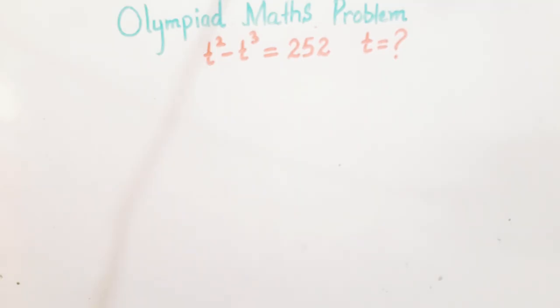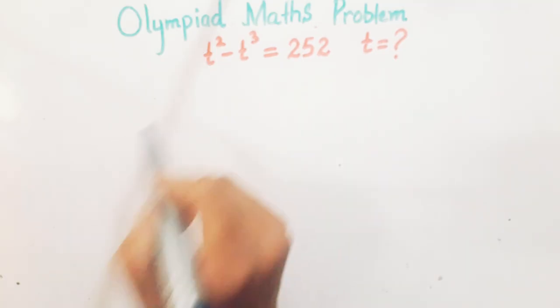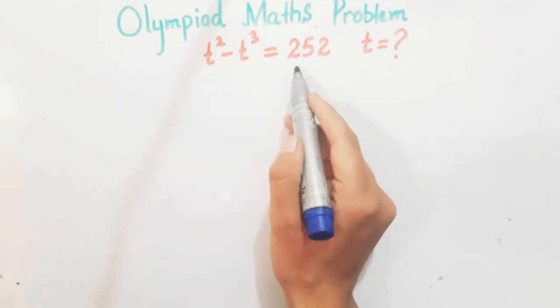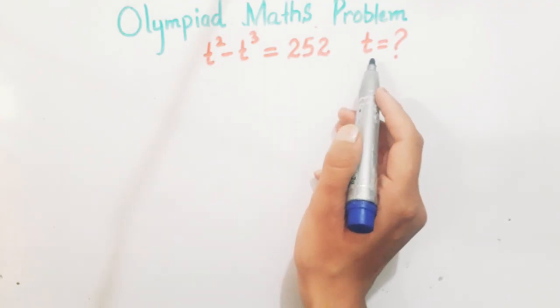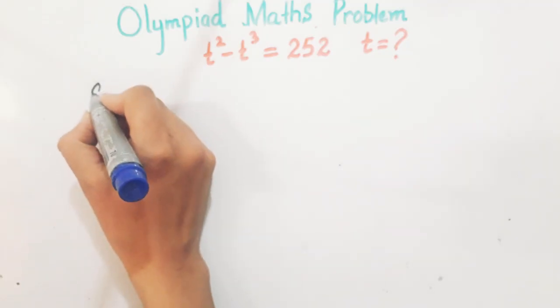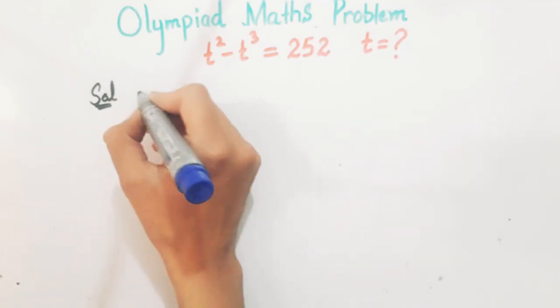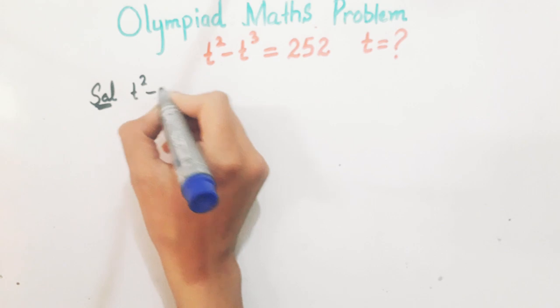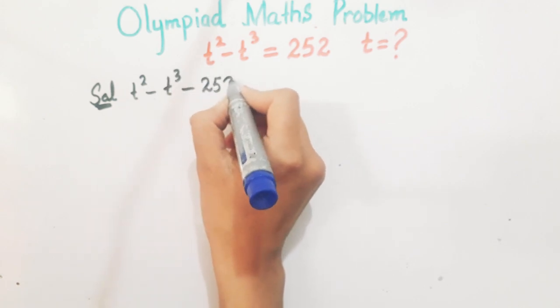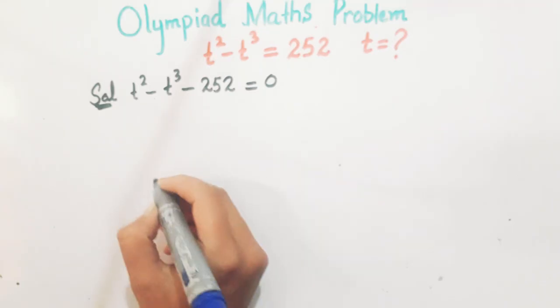In today's video, we will solve a very interesting Olympiad math problem, that is t square minus t cube equals 252. You have to find the value of t. For this purpose, we will write this equation as t square minus t cube minus 252 equals 0.